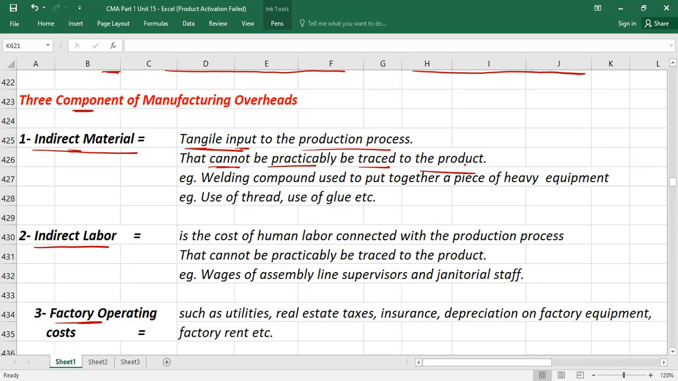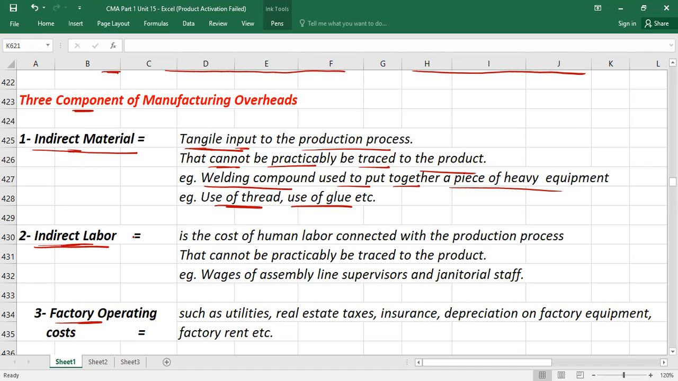For example, take the chair on which you are sitting now. Maybe you cannot tell how much glue they have used in assembling this chair, so that is why it cannot be traced easily. That is your indirect material. Another example is welding compound used to put together a piece of heavy equipment. When you assemble equipment, sometimes we use welding, and the welding compound is your indirect material. Again, when you stitch shirts, thread would be indirect material. Use of glue in manufacturing furniture could also be your indirect material.